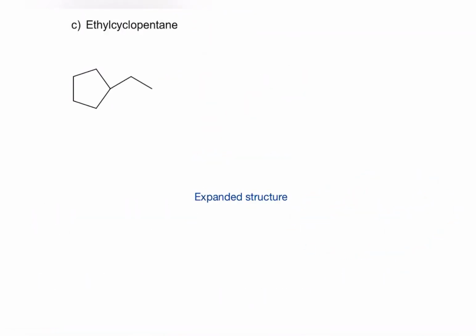Now, let's continue with the last one, ethyl cyclopentane. So you don't have to draw the skeletal anymore. Now, I'm going to start from skeletal to expanded structure. So what I'm going to do, I'm going to draw the ring first.